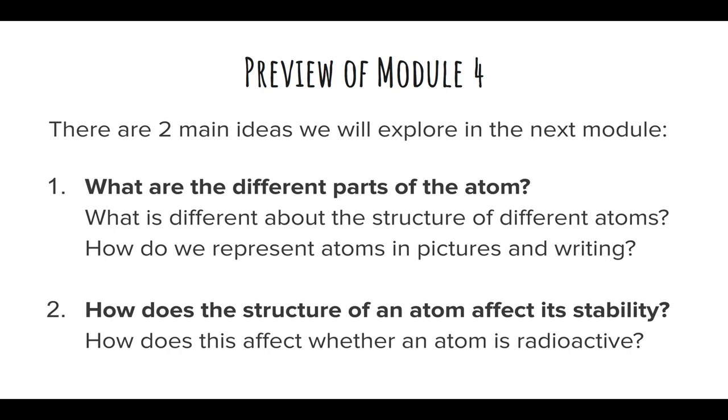In Module 4, there are 2 main ideas we'll explore. Number 1, what are the different parts of the atom? This includes what is different about the structure of different atoms, and how do we represent atoms in pictures and writing? And number 2, how does the structure of an atom affect its stability, and how does this affect whether an atom is radioactive?